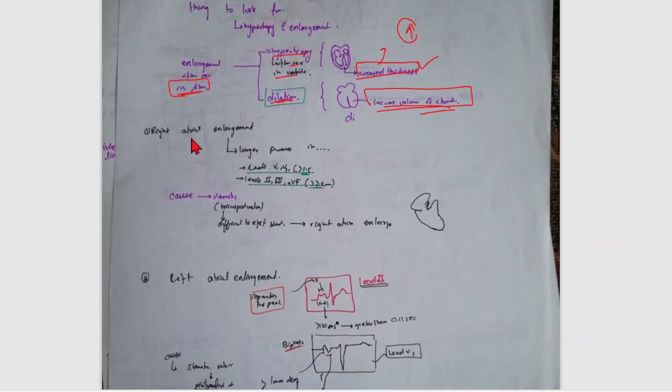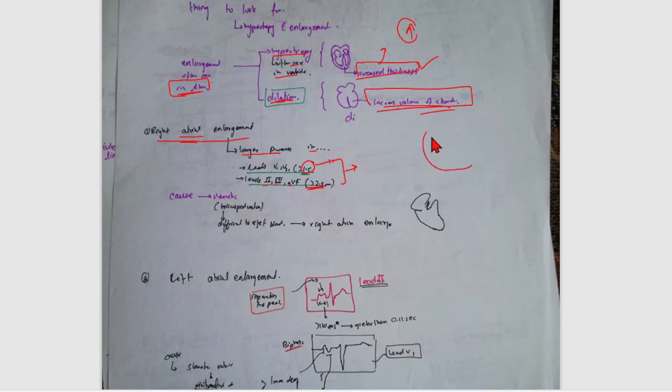So we are talking about hypertrophy. In right atrial enlargement, for example, a larger P wave is produced, for example in lead V1. If there is atrial enlargement, what will happen? You have to understand that leads V1 and V2 give a voltage of more than 1.5, and leads 2, 3 and aVF give a voltage of more than 2.5. These are the important indications that the right atrium has become enlarged.